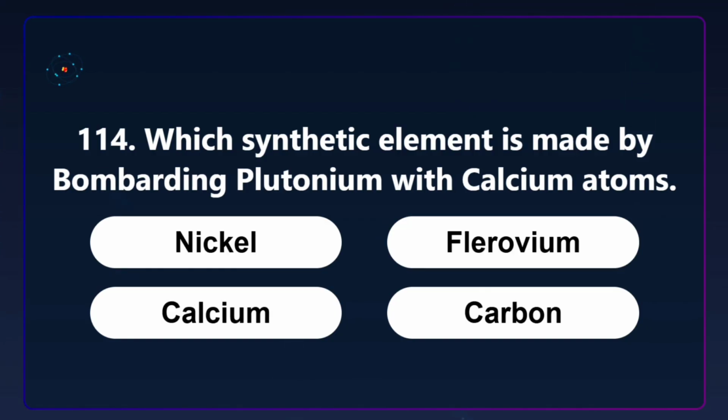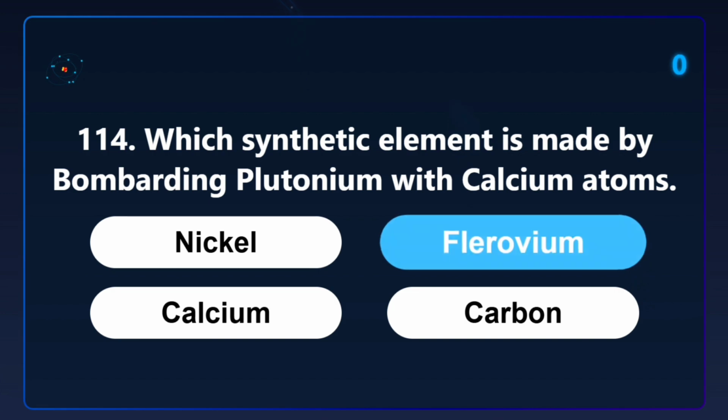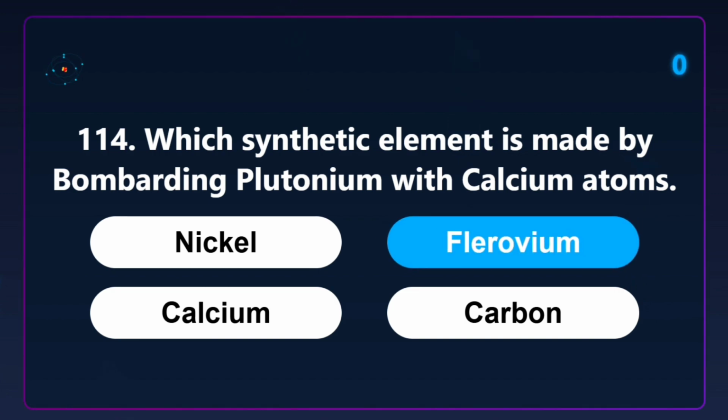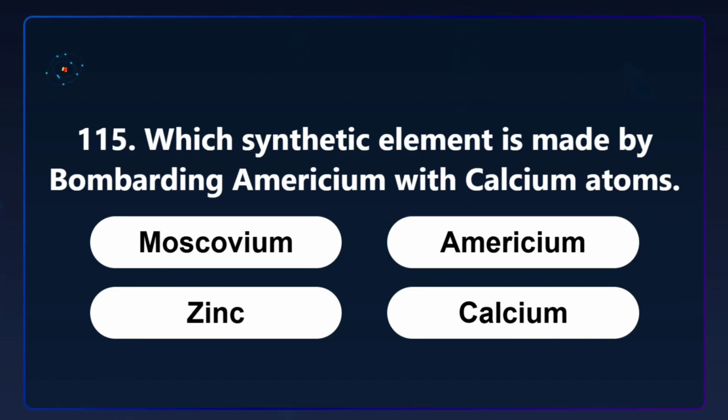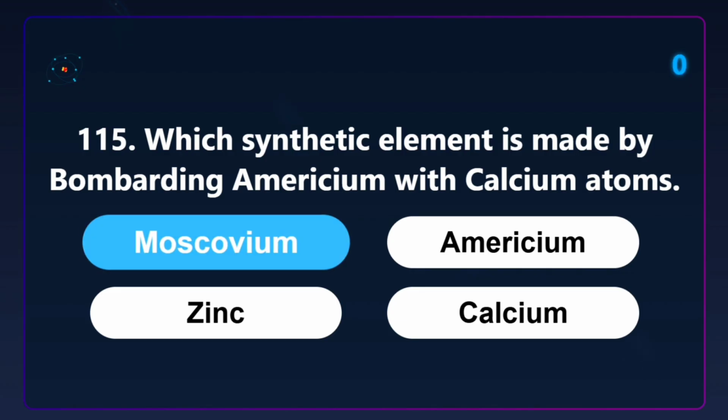Question 114. Which synthetic element is made by bombarding plutonium with calcium atoms? The answer is flerovium. Question 115. Which synthetic element is made by bombarding americium with calcium atoms? The answer is moscovium.